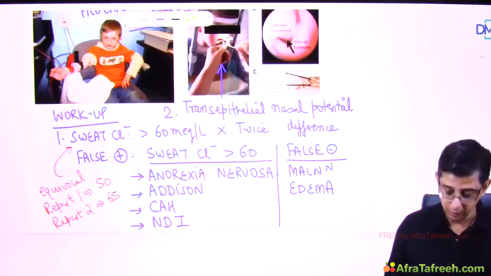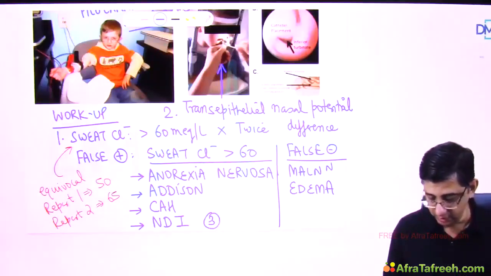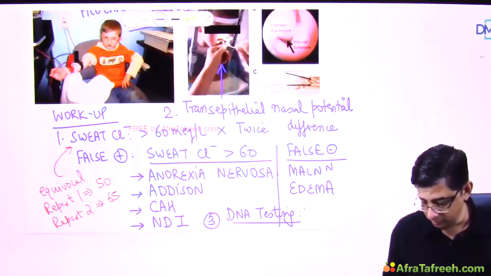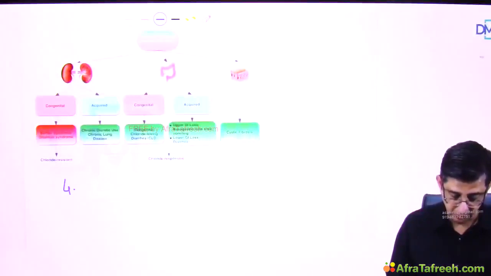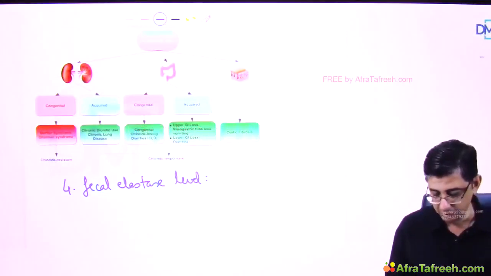And the third way to identify this particular disease is going to be DNA testing. In DNA testing, we can identify the mutations which are responsible for this. So we need to demonstrate at least the presence of 2 mutations so that we are sure about our diagnosis in this patient. The fourth investigation that would be done would be fecal elastase levels. The reason for doing fecal elastase levels is to identify the malabsorption component of the disease.